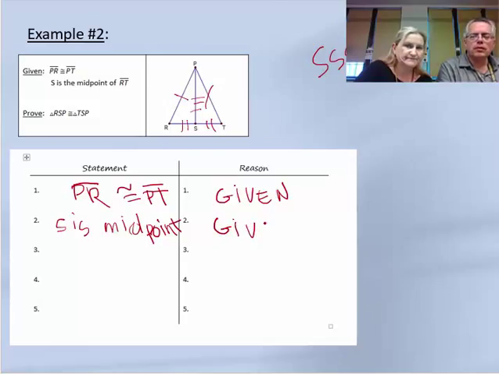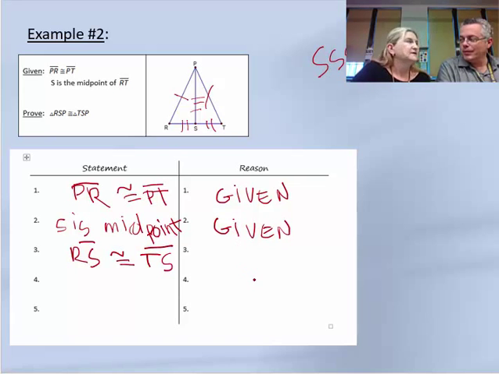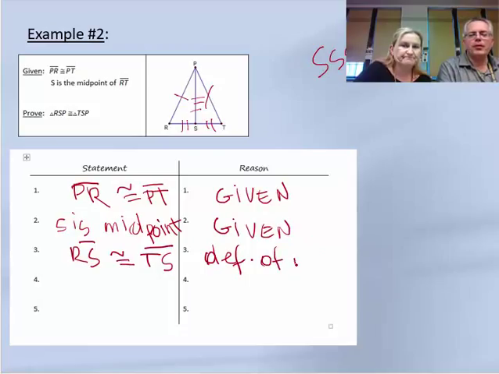So if S is the midpoint, I know that side RS must be congruent to side TS. This will take a little getting used to with the reasons, but we'll practice this. We'll have a list ready that will be helpful. So this is by definition of midpoint. That's what a midpoint means.